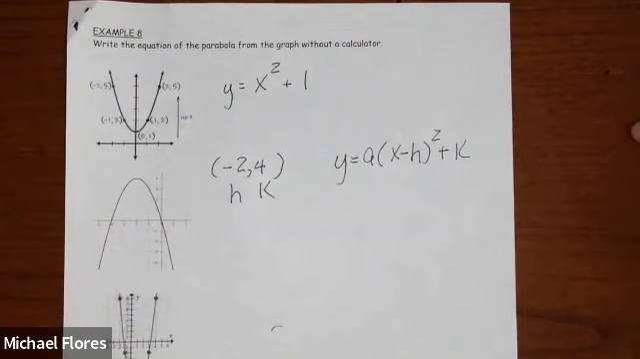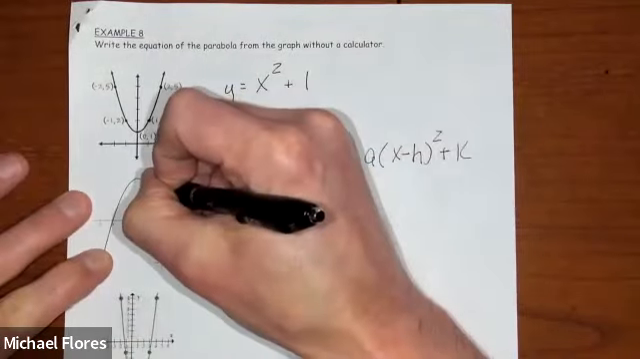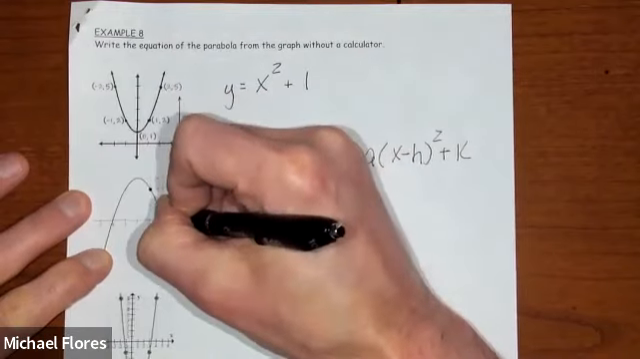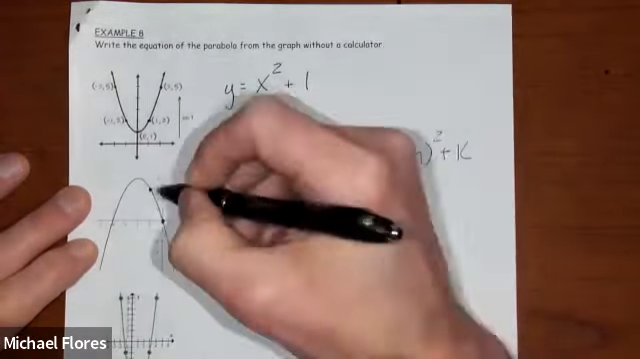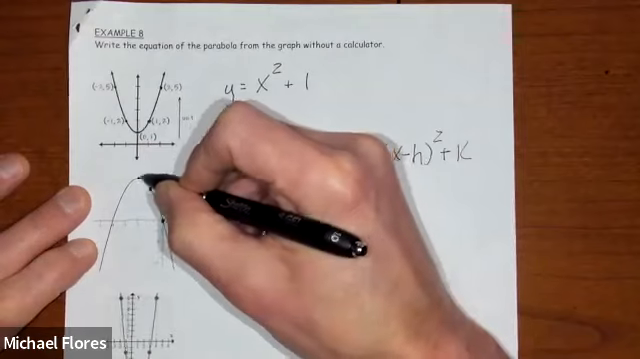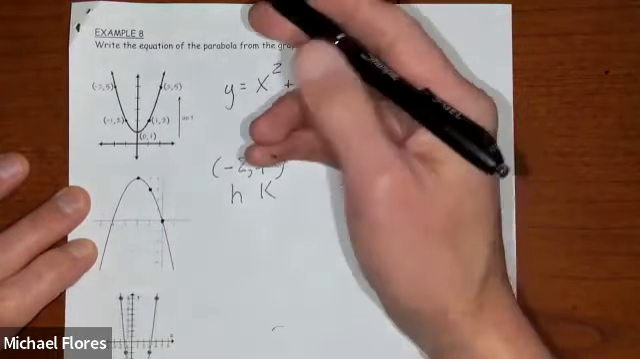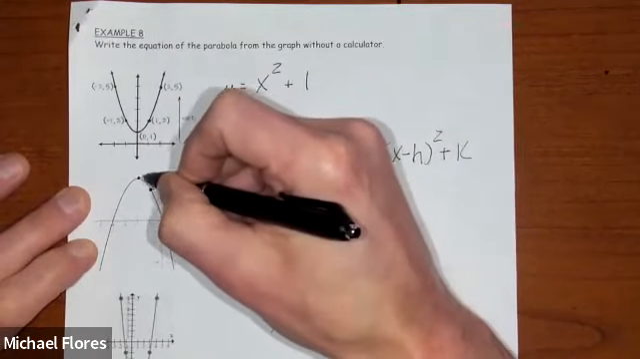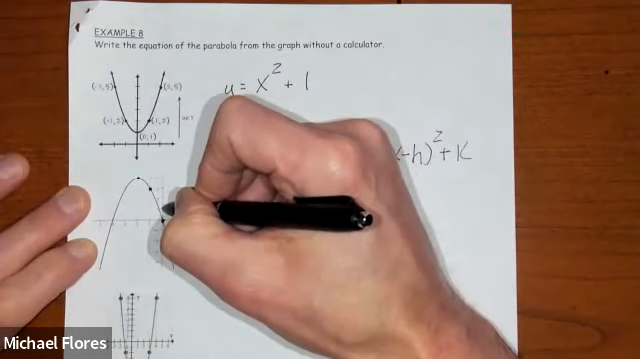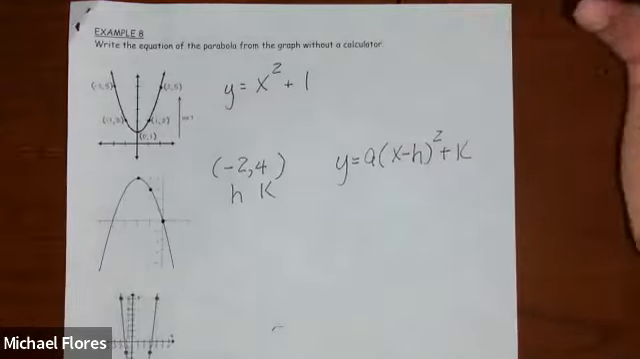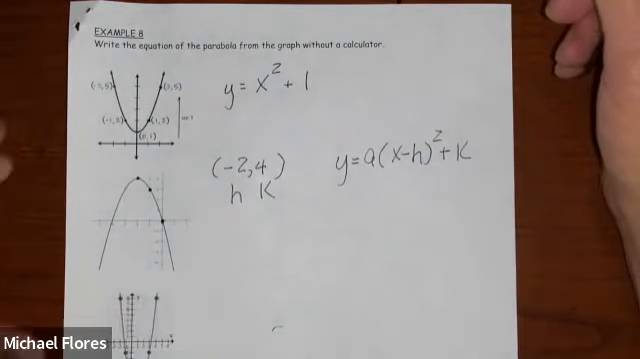Now we have to check to see, do we have any sort of stretch or compression? So I'm going to highlight that point and that point. To get from our vertex to that point, we'd have to go right 1, down 1, following the pattern so far. To get to that point there, we'd have to go right 2 and down 1, 2, 3, 4. 2 squared is 4. So it follows the pattern. There is no stretch or compression.